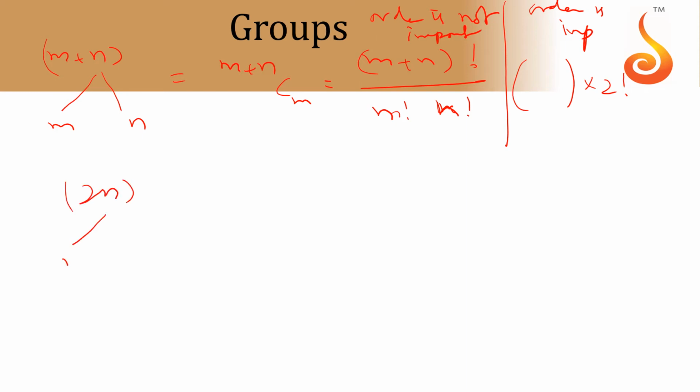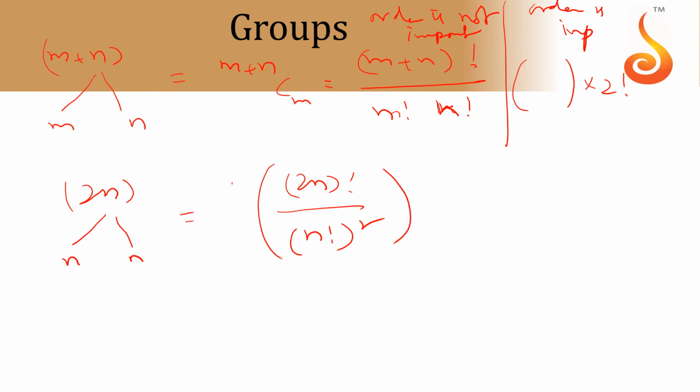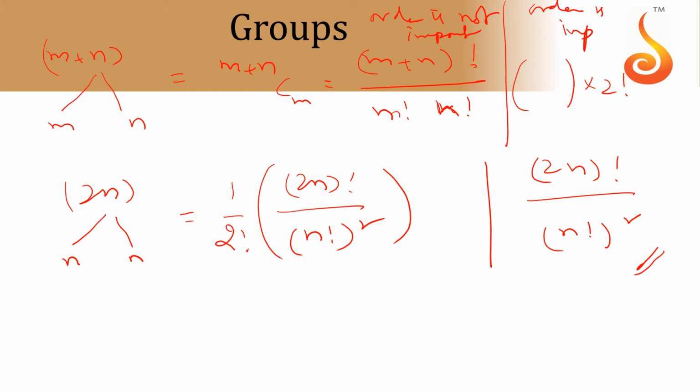Suppose you want to divide into equal sizes. When equal size is there, this is 2n factorial by n factorial into n factorial, but some groups will be repeated. That's why you have to multiply by 1 by 2 factorial when order is not important. When order is important, you multiply this by 2 factorial. Then you will get 2n factorial by n factorial whole square when you divide between two students, let us say, where order is important.